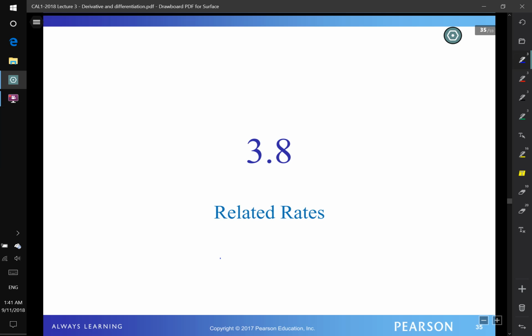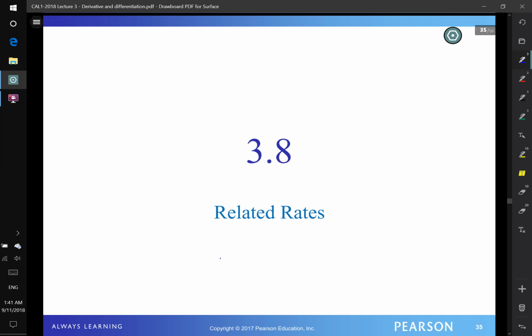Okay, today's topic is related rates. And before anything, I would like to let you know that this topic is in the book. It's in chapter 3, section 3.8. So if you want more reference, more examples, explanations, you can always look up the book and also practice problems in this topic as well.